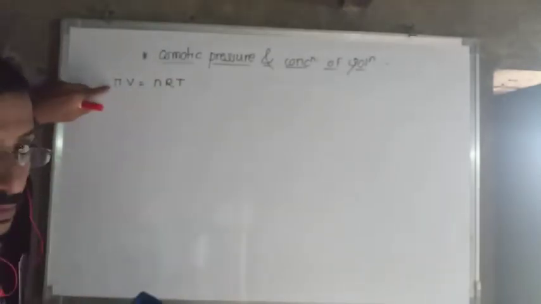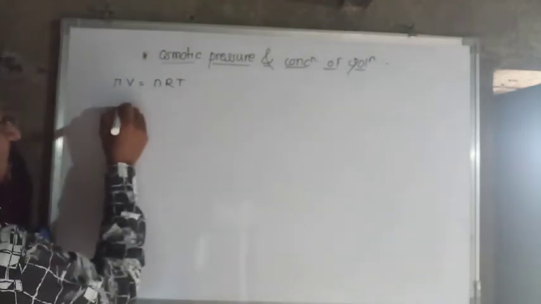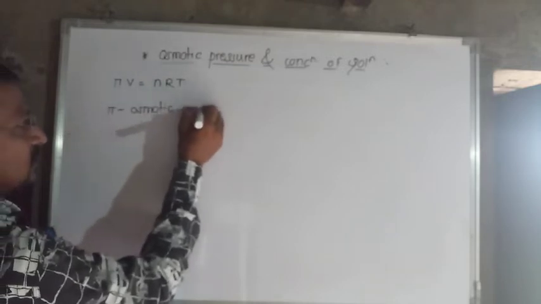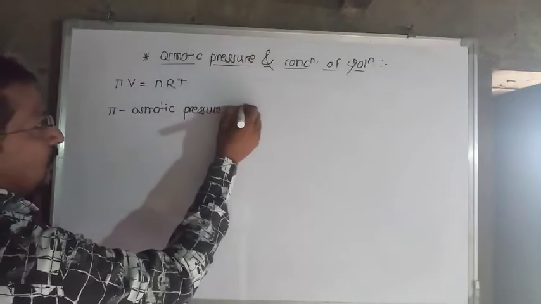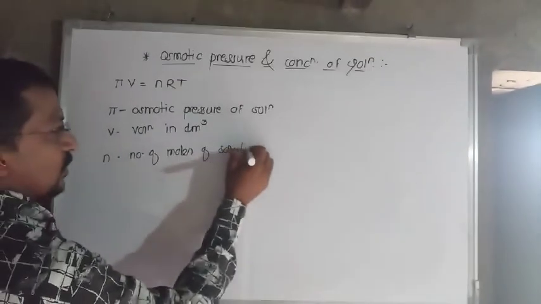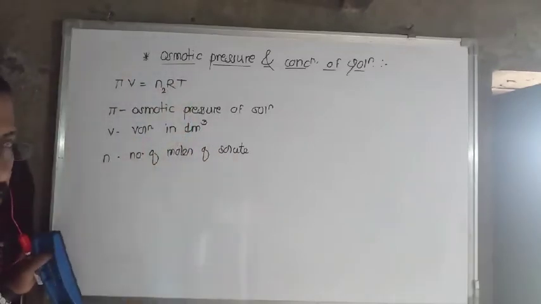One can write for the ideal solution, pi V is equal to nRT, where pi is the osmotic pressure of the solution, V is the volume of the solution in dm cube, and n is the number of moles of solute. As I write solute, I make the number 2. Pi V is equal to n2 RT.